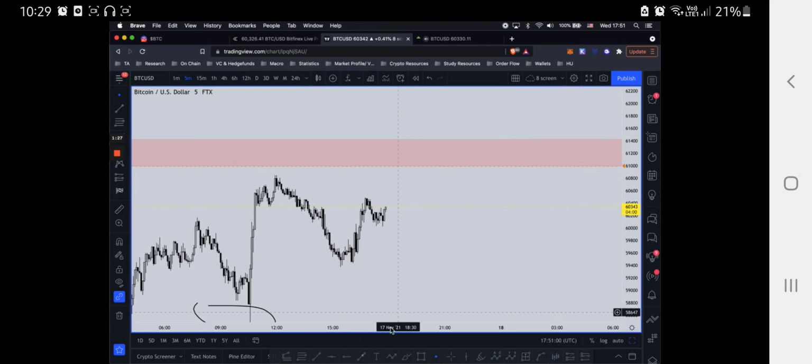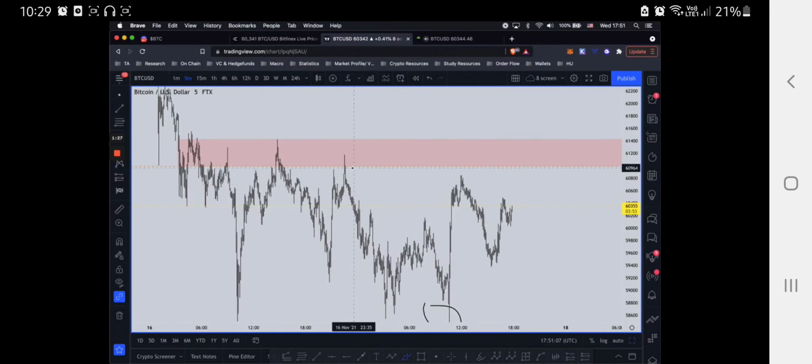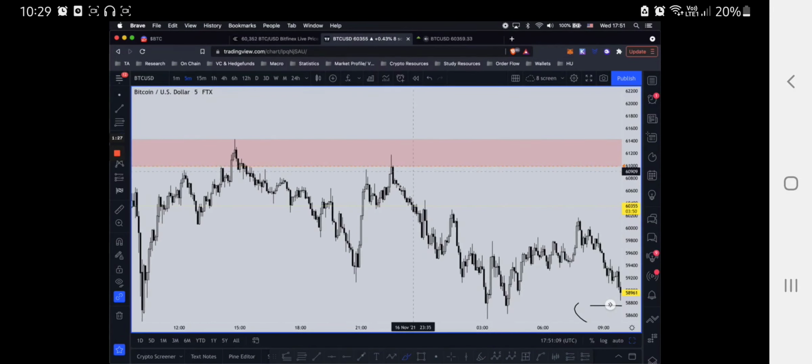Tops don't happen in a second. You might get a wick that happens, but you don't have to catch the wick. You didn't have to catch this wick. If you got short here, you still did well, okay?